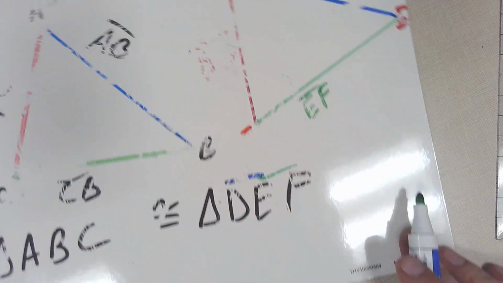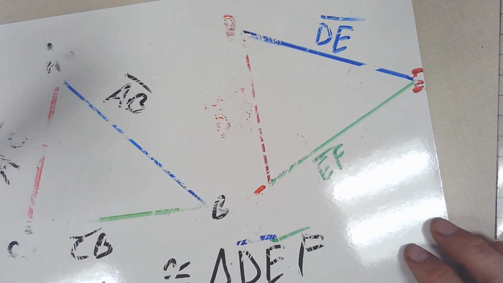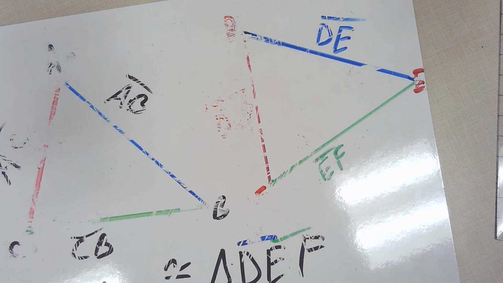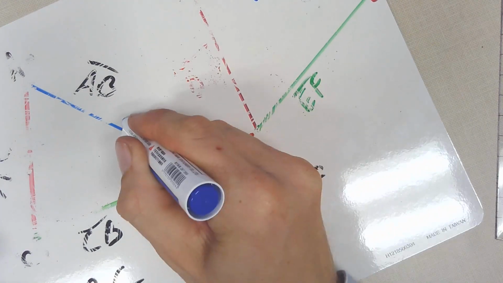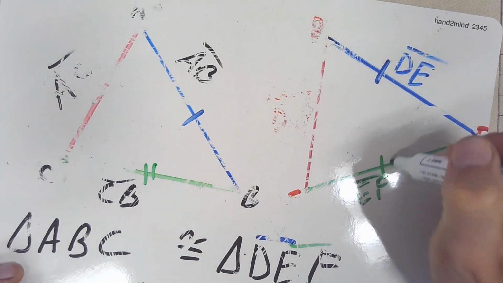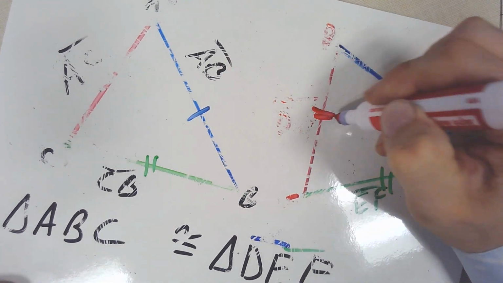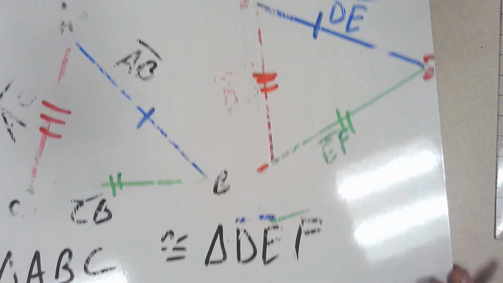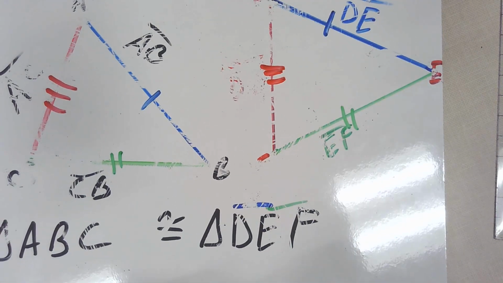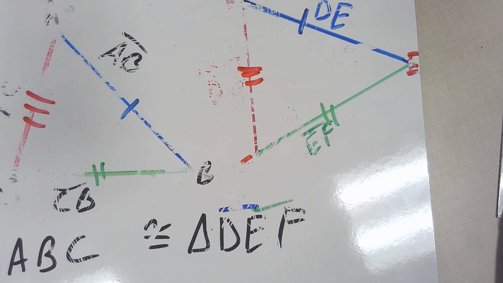Okay, so that's the side-side-side congruence postulate, all three sides. So this side is congruent with this side, and this side is congruent with this side, and this side is congruent with this side. And because those three sides are congruent, I can say that those triangles are congruent. Thanks.